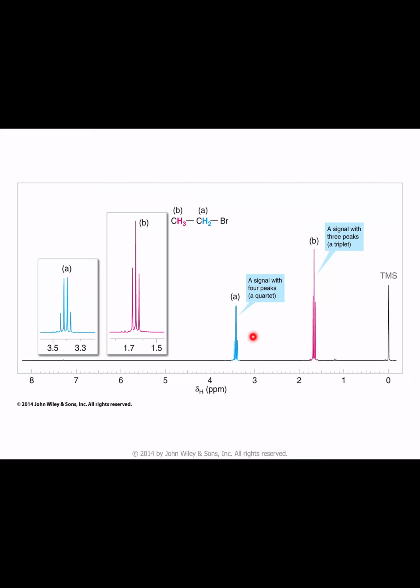Okay, so A is these hydrogens on the carbon, the blue hydrogens, a signal with 4 peaks. That is A hydrogens, we call it a quartet. And then the B, a signal with 3 peaks. Okay, we call it a triplet. And all of these terms are new to you, but don't worry, we're going to learn all of them.